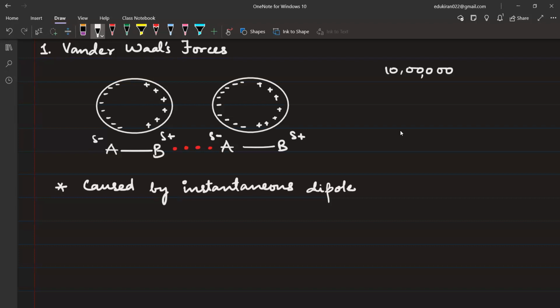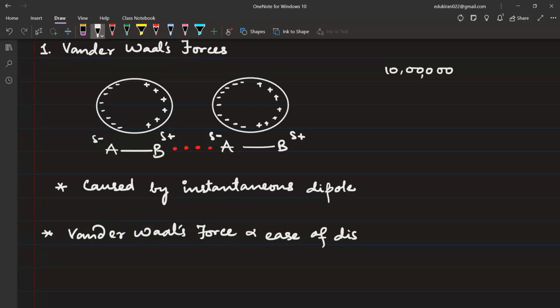Yes, sir. So we can say one thing: that van der Waals force is directly proportional to ease of distortion in the electron cloud. Now, this is directly proportional. Okay, this is the proportionality sign, not alpha.